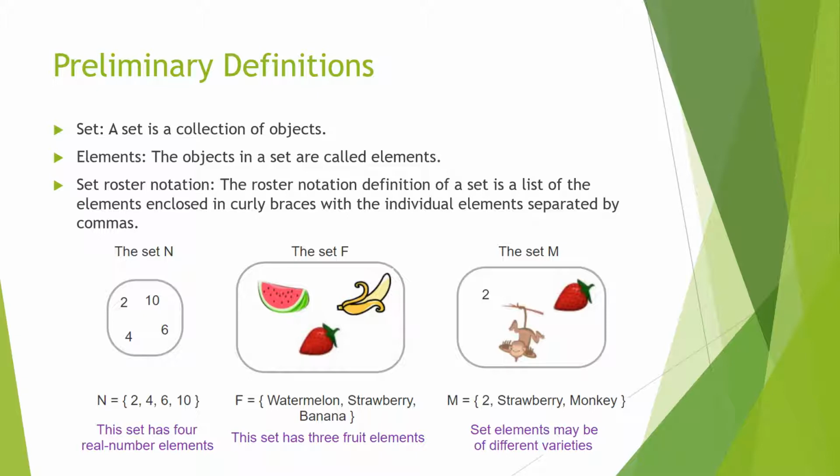Same way when you have three fruits like banana, strawberry, and watermelon, F is a set of these three fruits. Or you can have non-homogeneous elements in a set, like M, which includes 2 as an integer, strawberry as a fruit, and monkey as an animal. So the three of them will create a set called M.